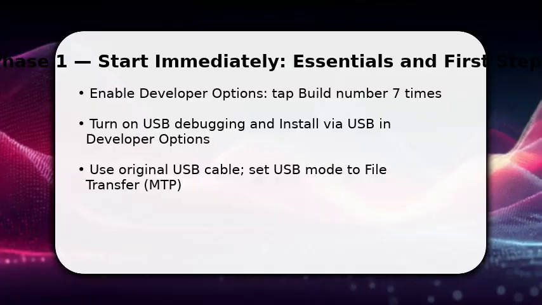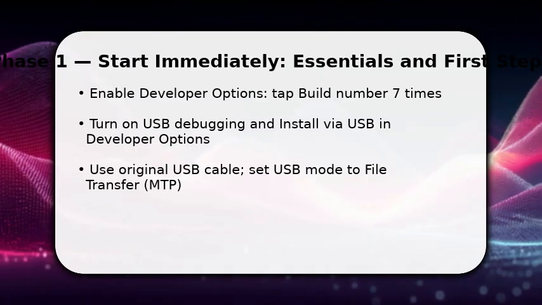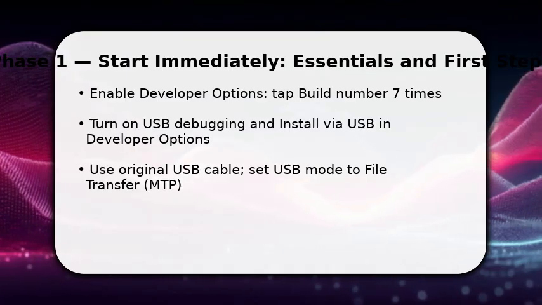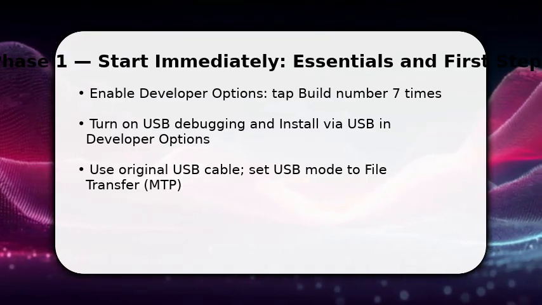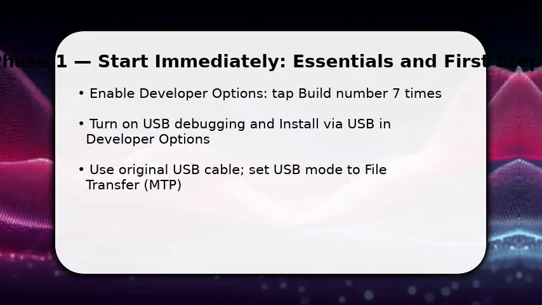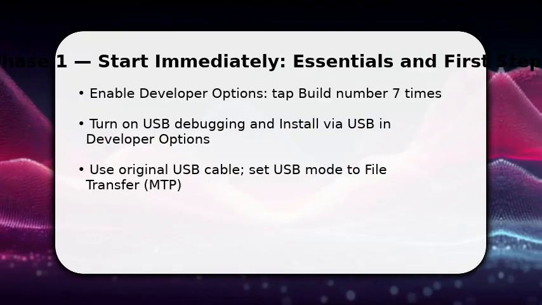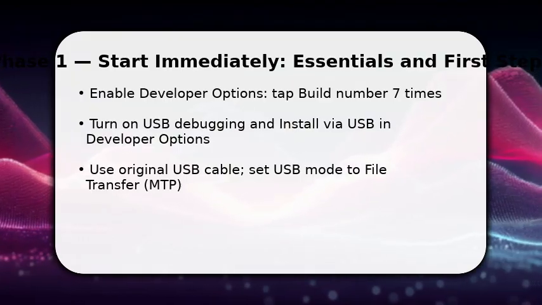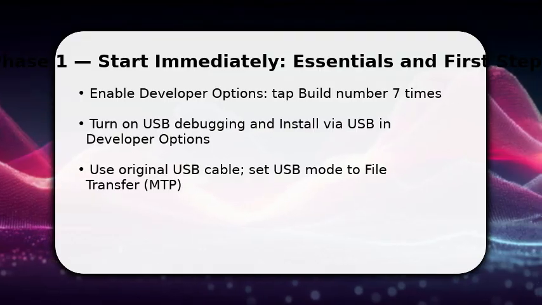Enjoy the video. You start by preparing the phone and PC. Turn on developer options, enable USB debugging, and allow install via USB. This grants ADB access. Connect with the original cable and pick file transfer mode so the device exposes debugging interfaces.